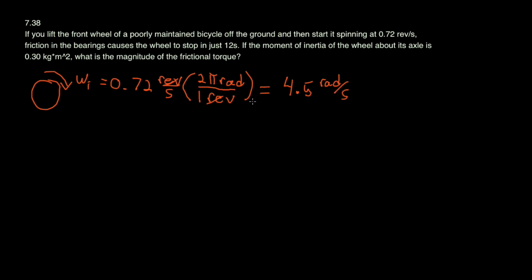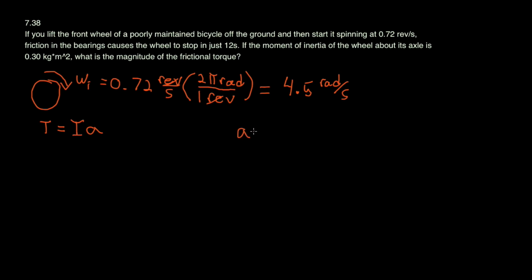Okay, now that we have something we can work with, we know that the friction in the bearing causes the wheel to stop in just 12 seconds. If the moment of inertia of the wheel about its axle is 0.30 kilogram meter squared, what is the magnitude of frictional torque? Okay, so we know that the magnitude of torque can be given by its moment of inertia times the angular acceleration. But we're only given the angular velocity and the time that it takes the wheel to stop. But we can get acceleration from that.